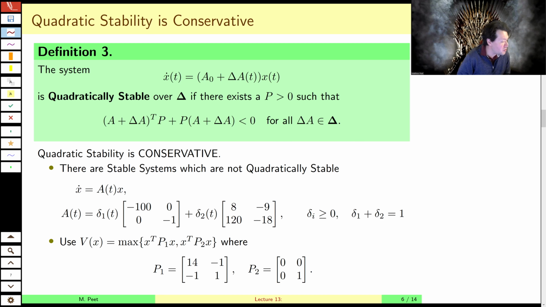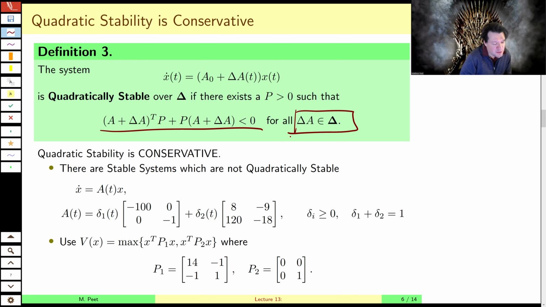Alternatively, quadratic stability requires the existence of a common Lyapunov function for all possible systems within the uncertain set. And that Lyapunov function condition was expressed specifically in terms of an LMI. An LMI, however, which has to hold over a set, over an uncertainty set.